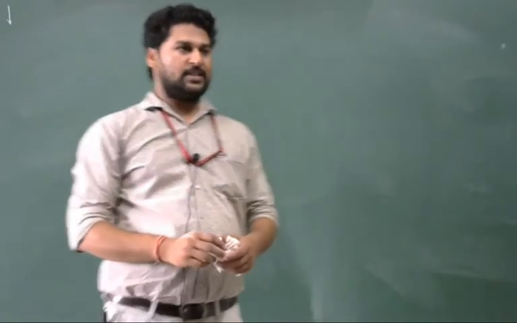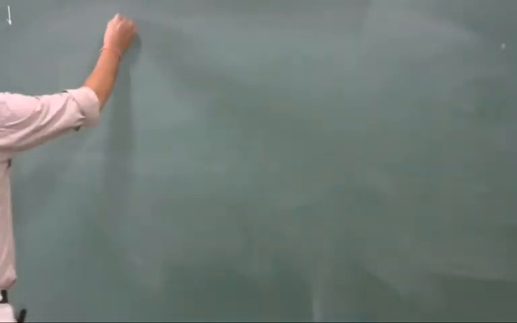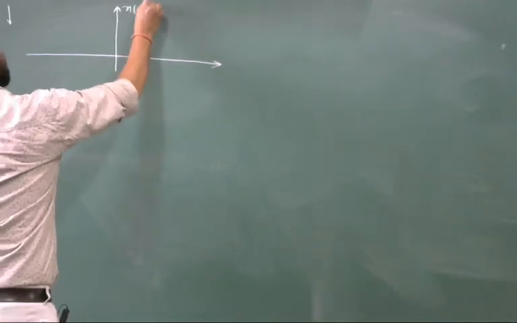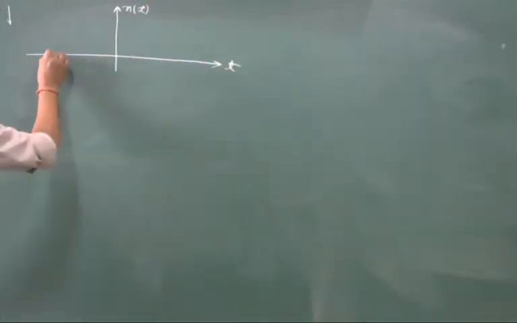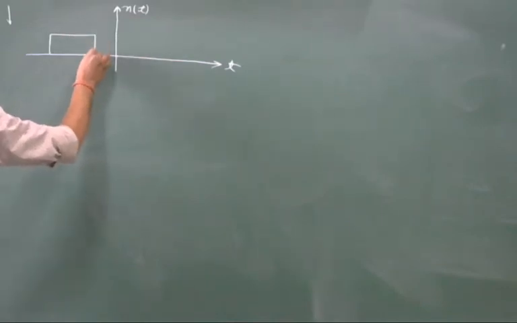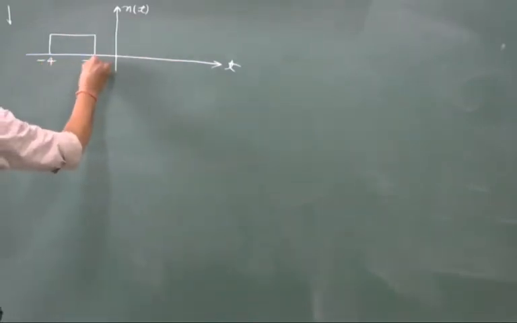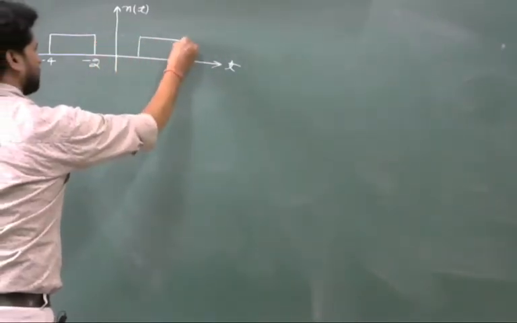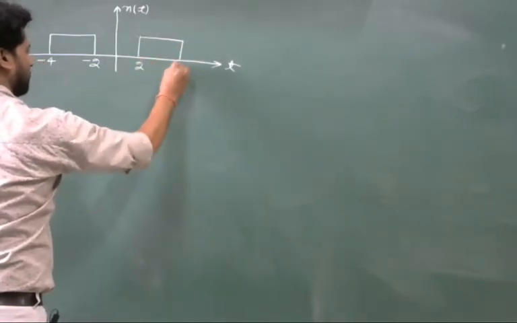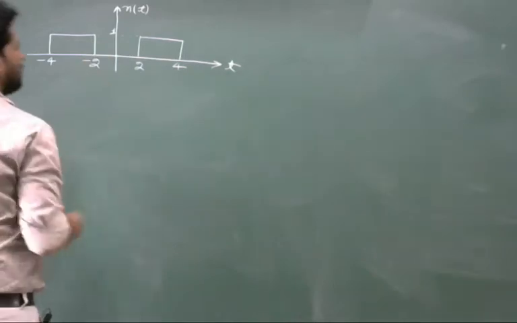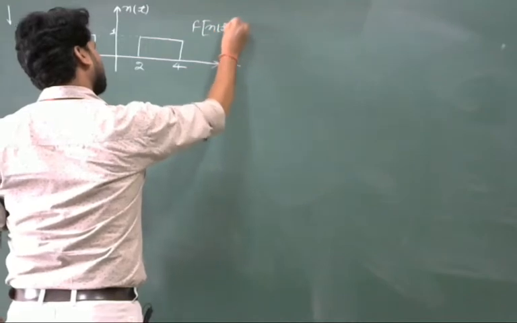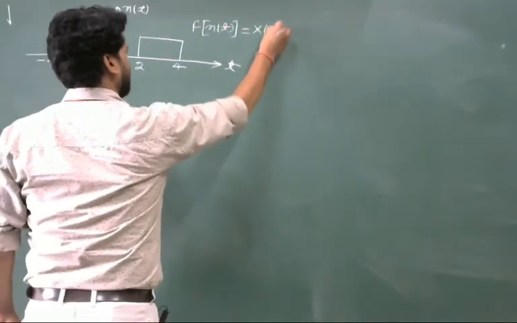So the first example in this lecture I will include, a signal x(t) is given as follows. Suppose this signal x(t) with respect to t has an amplitude 1 in the duration from -4 to -2, and it has amplitude 1 in the duration from 2 to 4. Now we have to get the Fourier transform of this signal x(t), which is equal to X of omega.